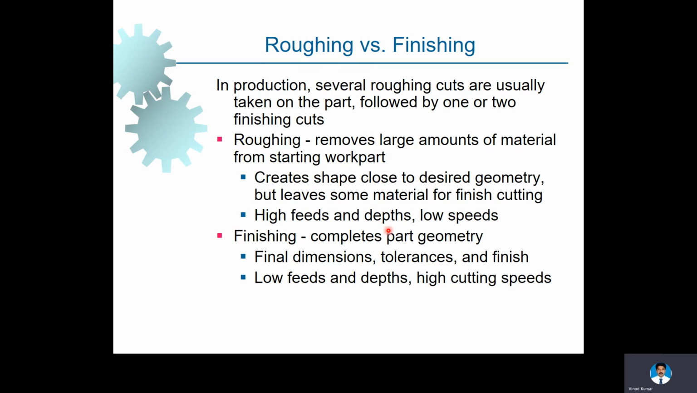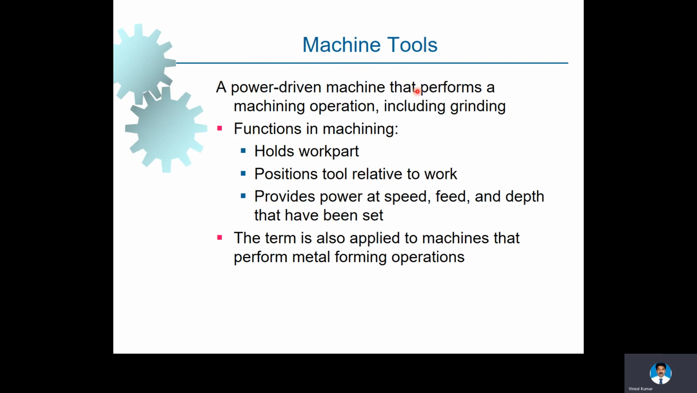Normally high feed and depth of cut with low speed are used in roughing operation. Finishing operation means the final cut to produce the final geometry, final dimensions, etc. Normally high cutting speeds are used in finishing operation.